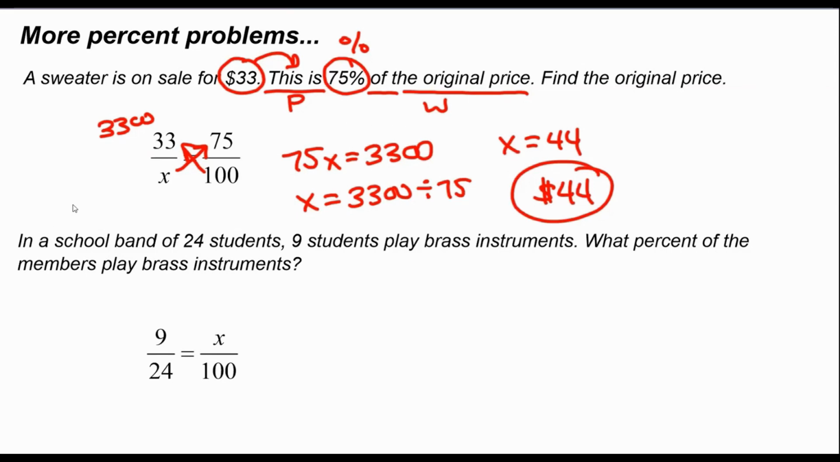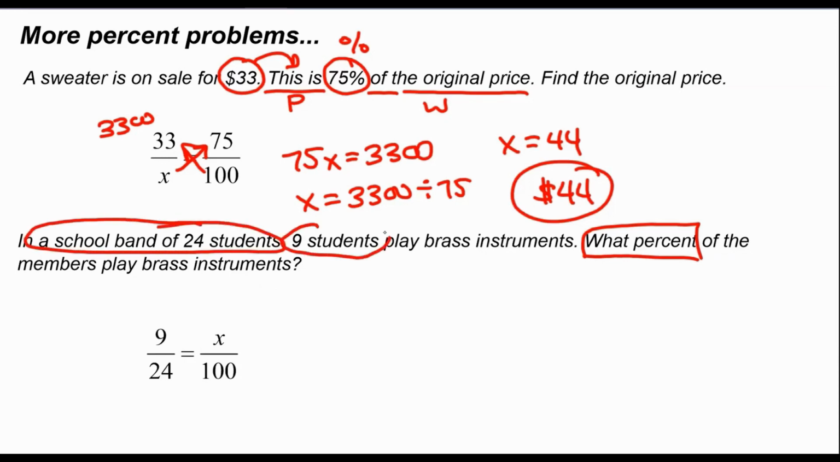And then finally, in a school band of 24 students, 9 students play brass instruments. What percent of the members play brass instruments? So what percent? We're looking for the percent. So the percent is missing. And 24 is the whole, that's the whole group. And part of that group is 9 students that play brass instruments. So this is the part, 24 is the whole group, and we're looking for what percent. So 9 out of 24 is what percent?